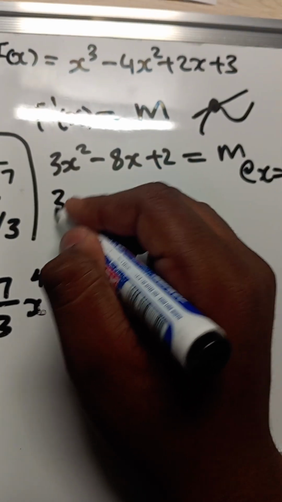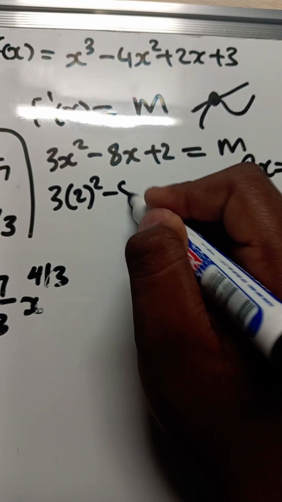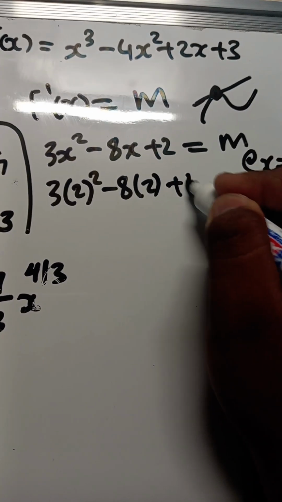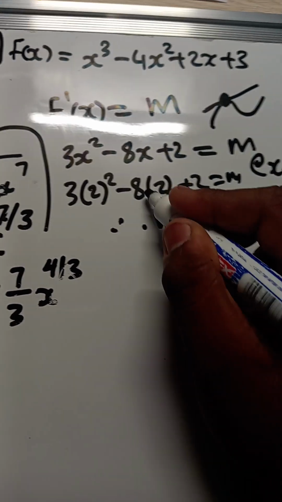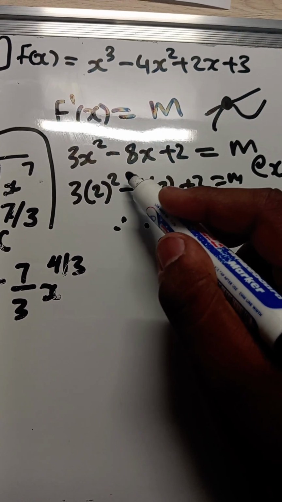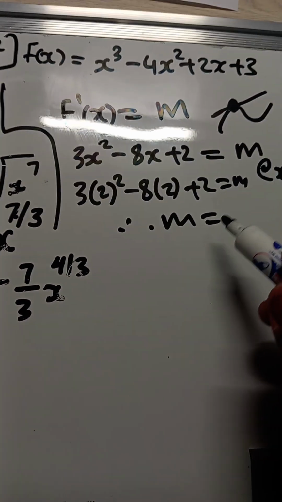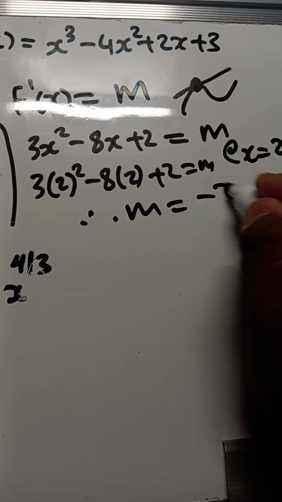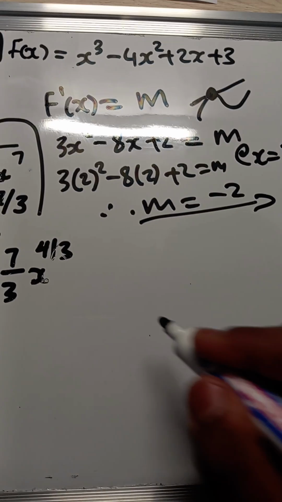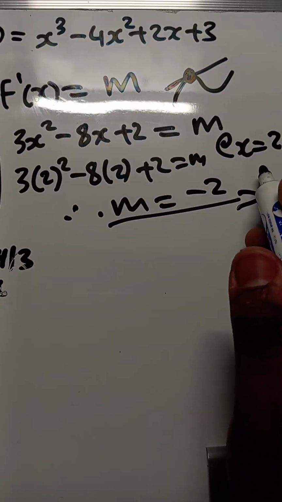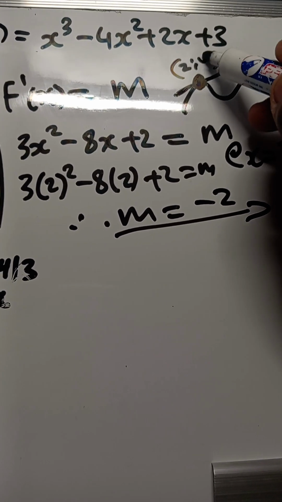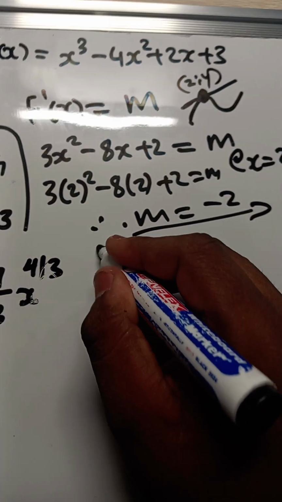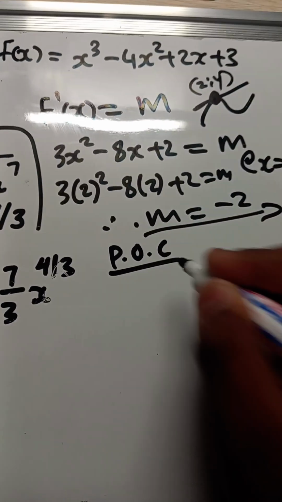Now you just substitute wherever there is x to find m. Therefore, m is equal to 3 times 4, 12, minus 16, negative 4. Negative 4 plus 2, negative 2. But now I just have the x value only. I have to find the y at the point of contact. Okay, so at the point of contact, what is the y value?